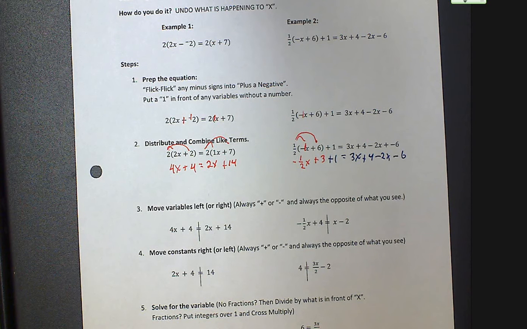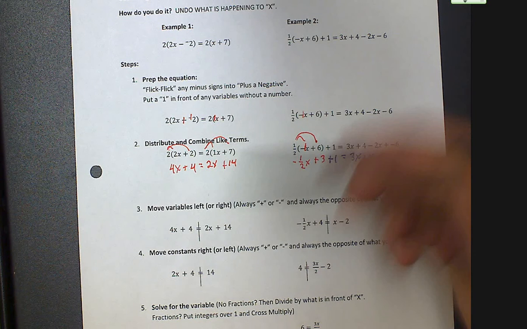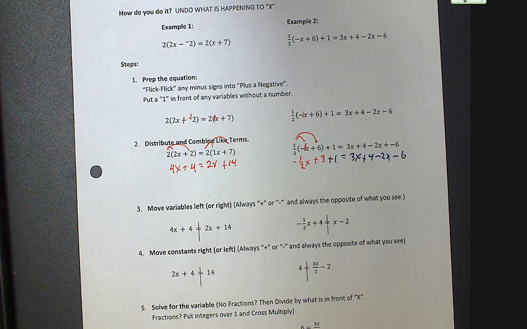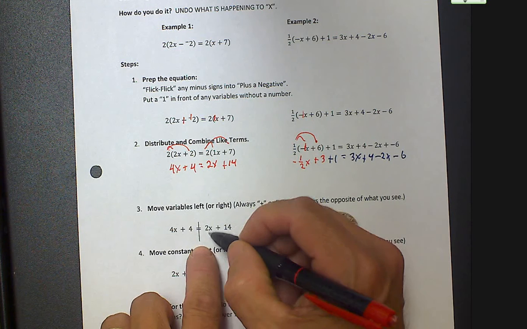Yes, sir. All right. So I'm going to draw a vertical bar on the equal sign. My goal was to get x's left and numbers right. Now, in middle school, they probably taught you to subtract 2x from both sides.